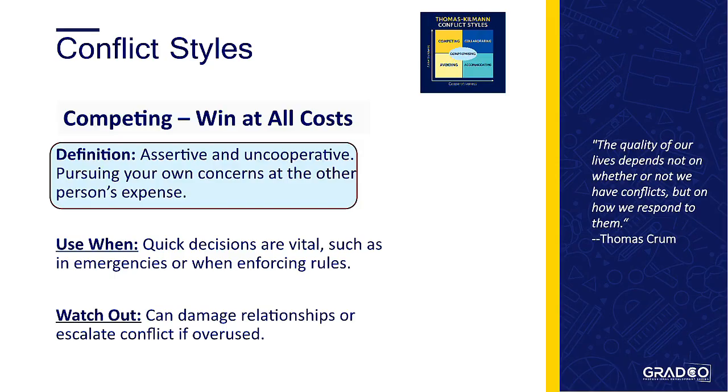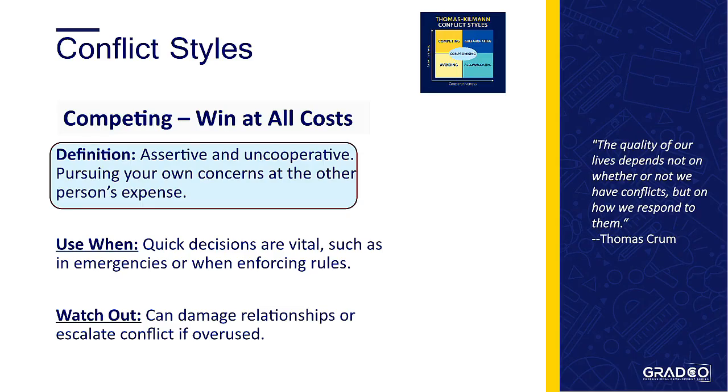So when do you need to use it? Well, when quick decisions are vital, maybe in an emergency or when enforcing rules. For example, I used to run residence halls in Boulder, and when we would have an emergency in the halls, it wouldn't be, well, let's talk about how to manage the emergency. Let's all get together. It was directive. We were telling people what to do. We were competing because the win means protecting everyone who's involved and getting things done rapidly without much discussion because we don't have time.